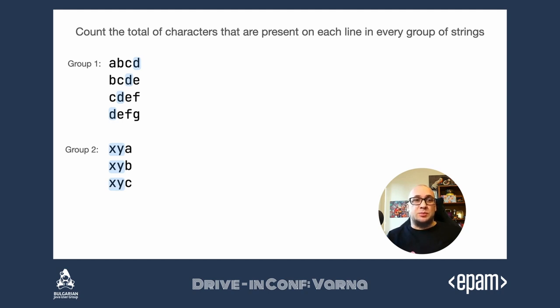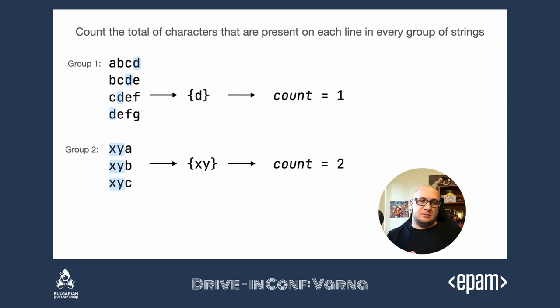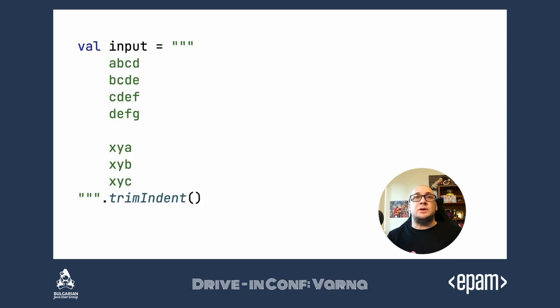So in the first group, that will be the character D, and in the second group, that will be X and Y, meaning that we have 1 character in the first group, and in the second group, we have 2 characters that count. 1 plus 2 equals 3. That's the total. That's the answer we should give. So how do we implement that?